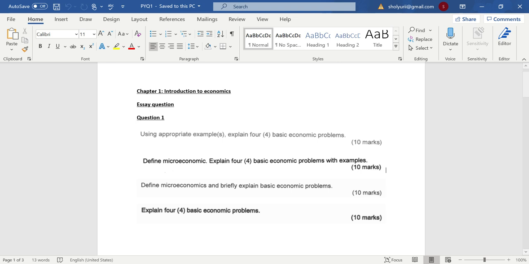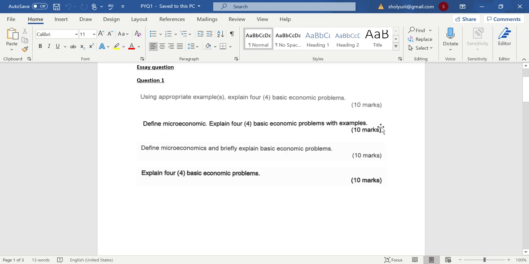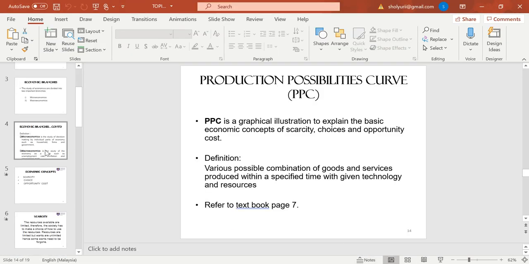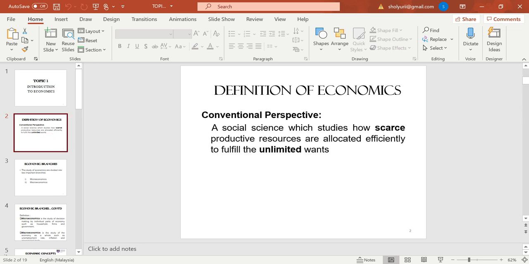Okay, so how to answer this? If it's worth 10 marks, meaning that you need to answer in essay form. Okay, first it says define microeconomics. If I choose this one, and this one doesn't have it because it doesn't ask to define microeconomics. This one defines microeconomics. So you already learned in your class define microeconomics. Economics means a social science to studies how scarce productive resources are allocated efficiently to fulfill human wants.